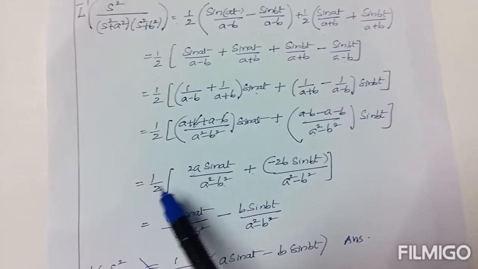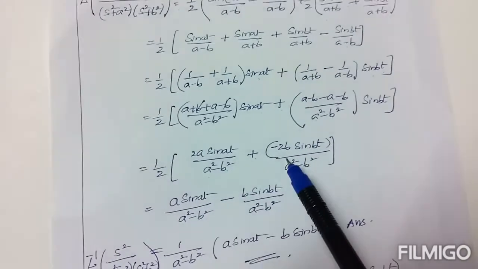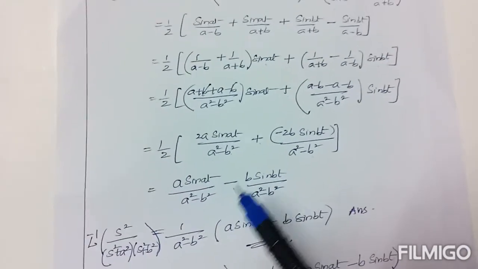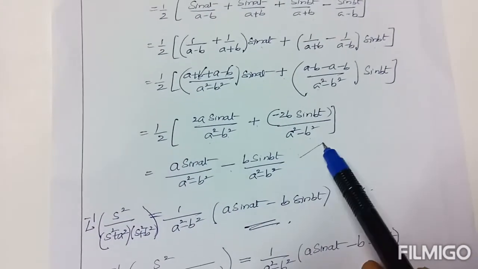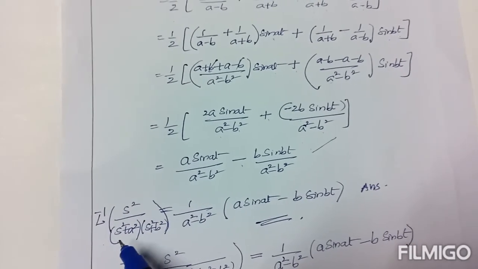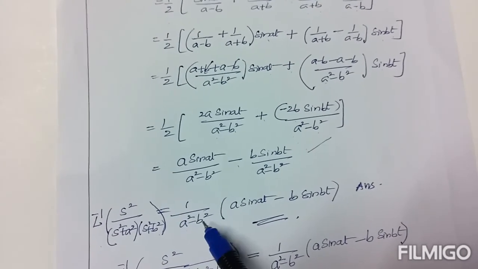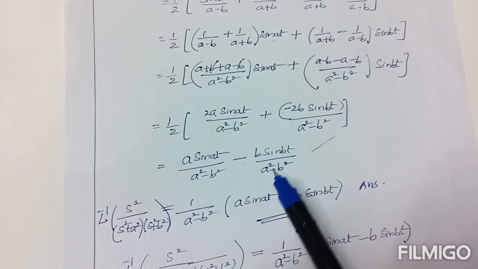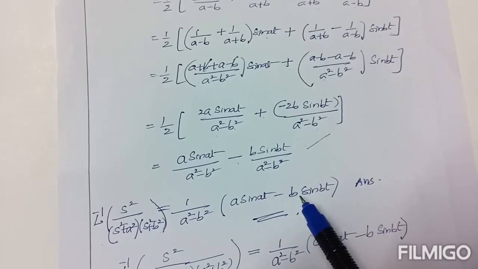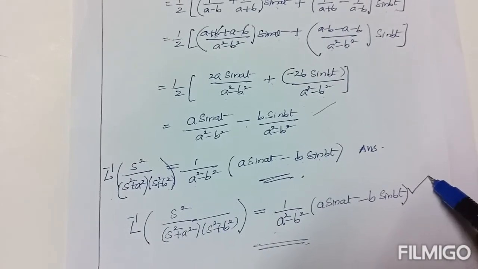After that enter 1 by 2 into the bracket. 1 by 2 into the first term, 1 by 2 into the second term, plus into minus is minus. Now this is the result of the inverse Laplace transform of s by (s square plus a square)(s square plus b square), defined as 1 by a square minus b square as common from these two terms, a sin at minus b sin bt. This is the result of the given question.